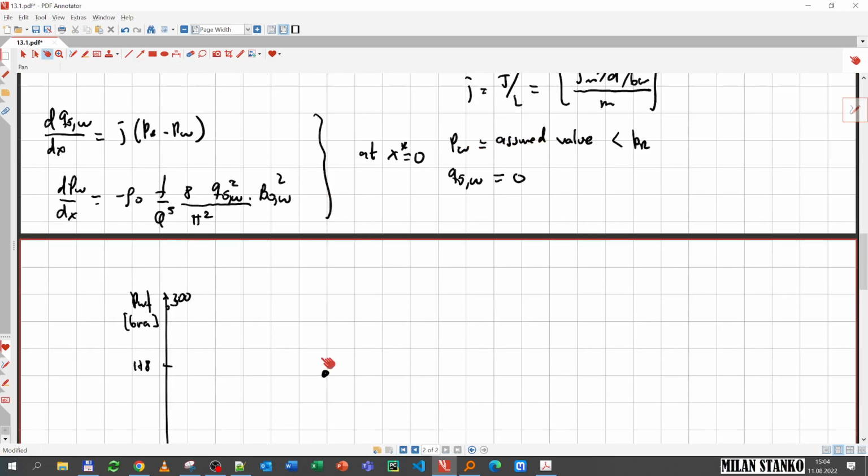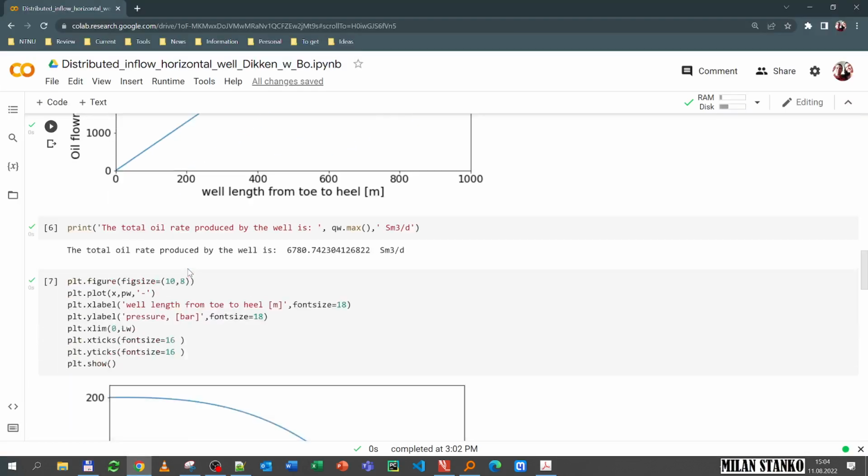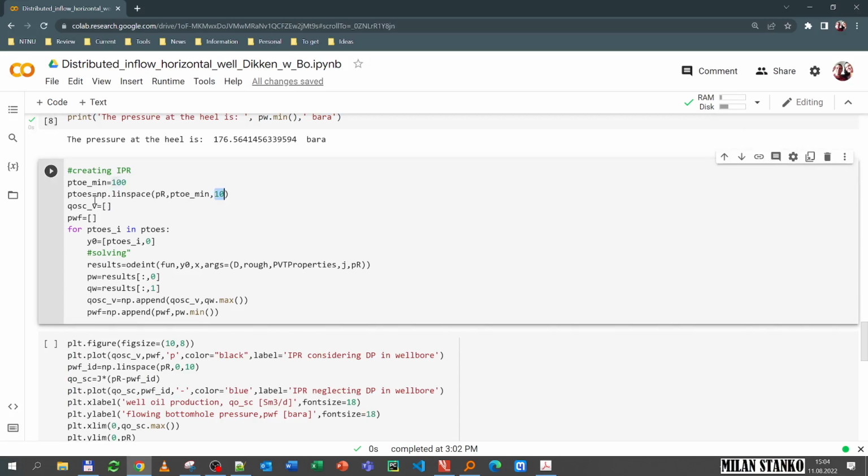We are going to repeat this process for different values of assumed PW, and then we are going to plot this series of points. So the way that's done, we don't want to go much into detail, but I want to put 10 values. My IPR should be made up of 10 values. I'm going to make a vector that goes from PR to this minimum, 200, in 10 values, and I'm going to create these vectors that are going to collect the results. What is PWF and what is the Q oil total?